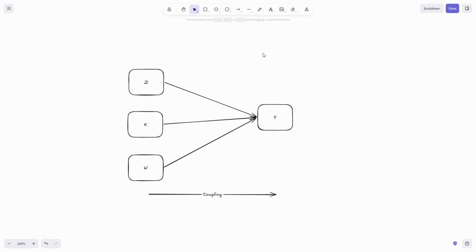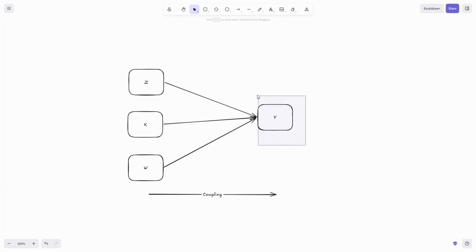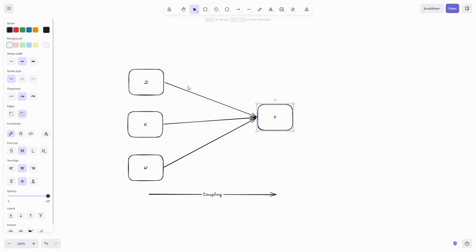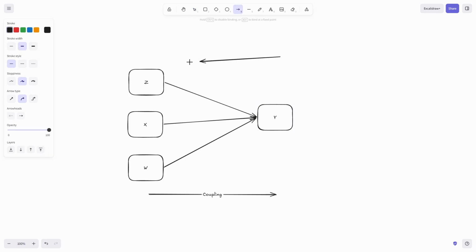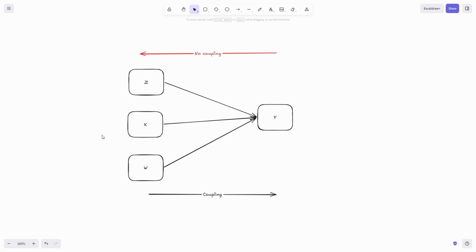But the other way around is not true. So if any of these services goes down, this service is still up and running. So there's no coupling from Y to here. Okay, no coupling. And the reason why I'm showing you this is because based on this coupling, you can infer stability of components.